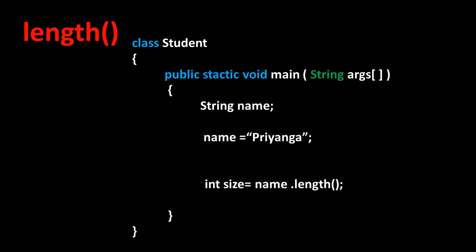Yes, name dot length. So, name is an array. Why? Because name is a string variable, so it acts as a string array. It will give the length as 8.